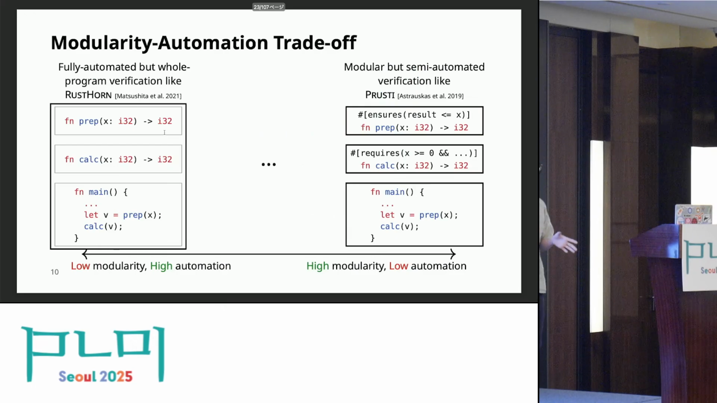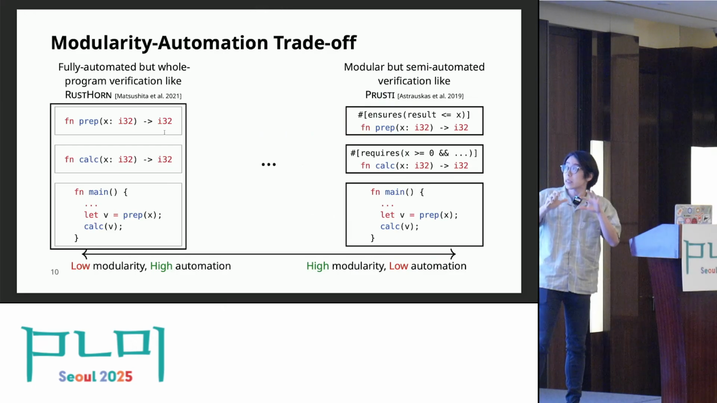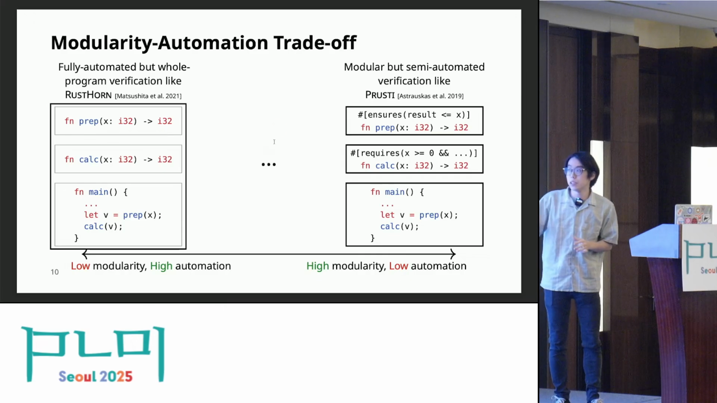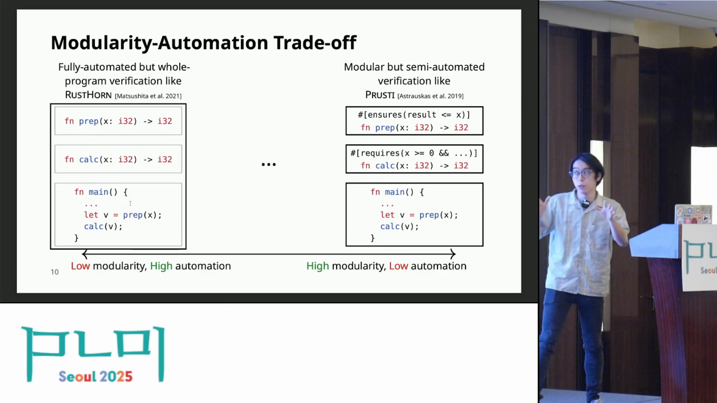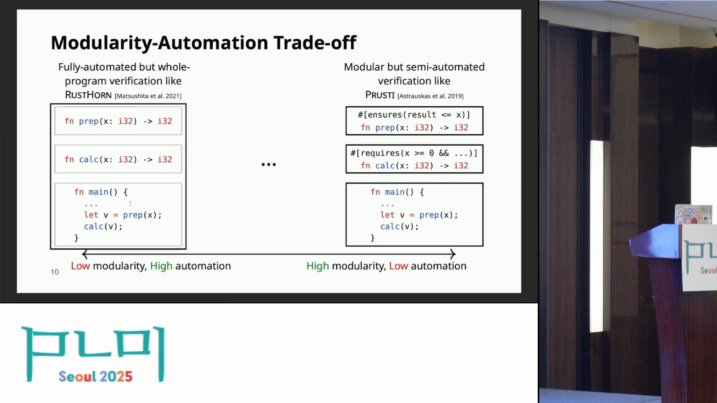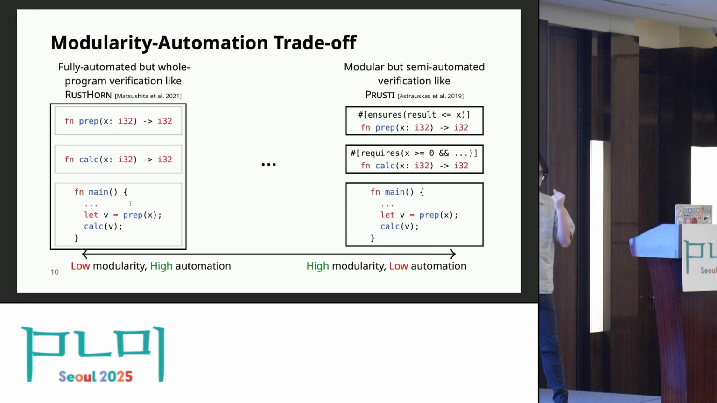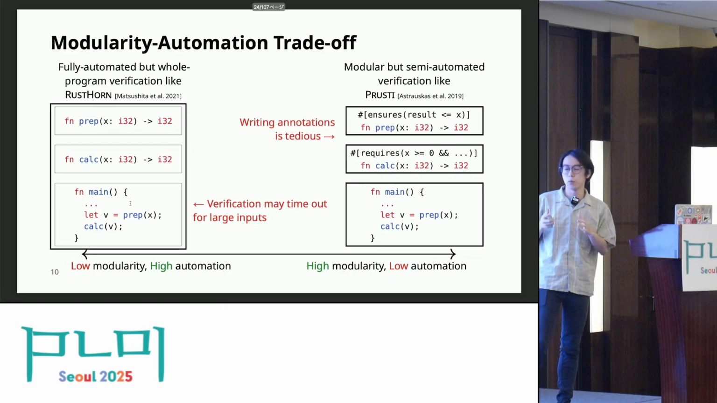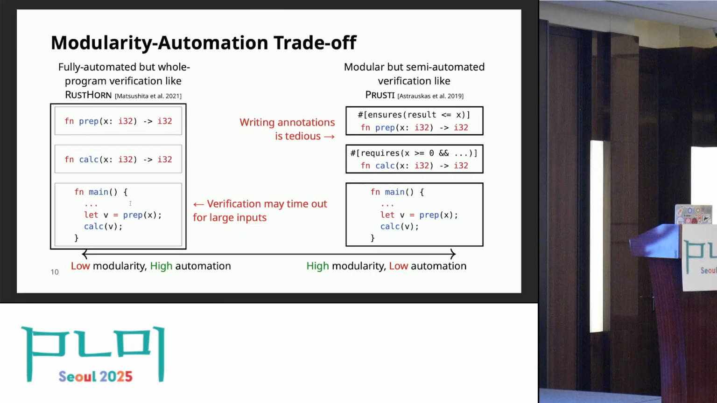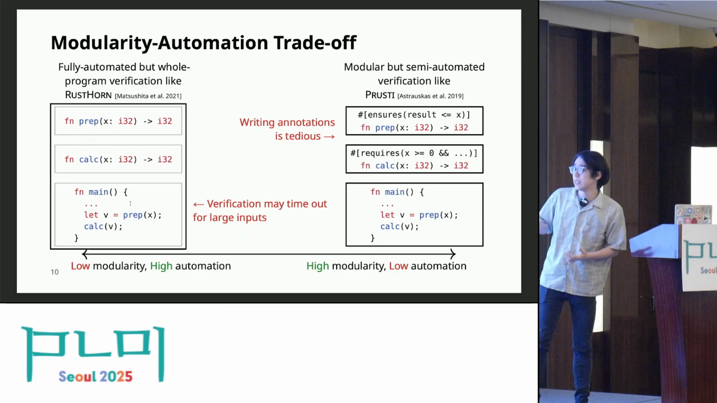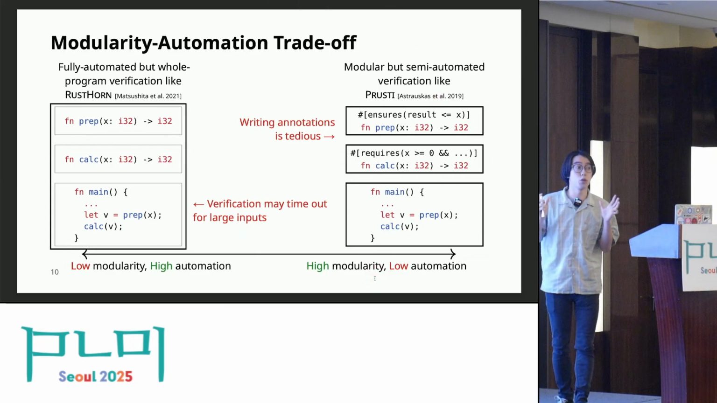However, modularity and automation are in a trade-off relationship. You can see from the left example, this is fully automated program verification that takes the input program at once and verifies it at once. And it doesn't use annotations. So it can be problematic and often results in timeouts if the input program is large. However, on the right, you can see a modular but semi-automated verification.